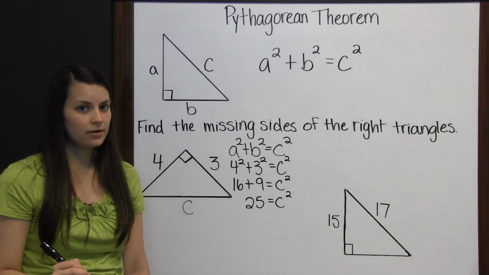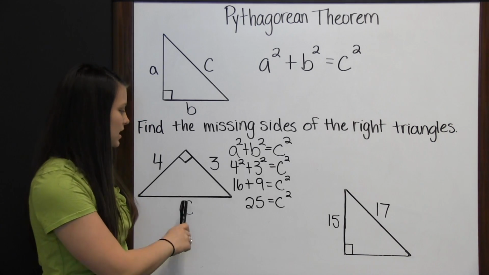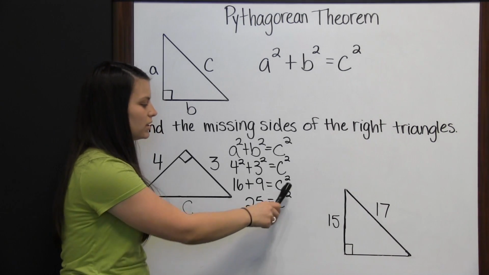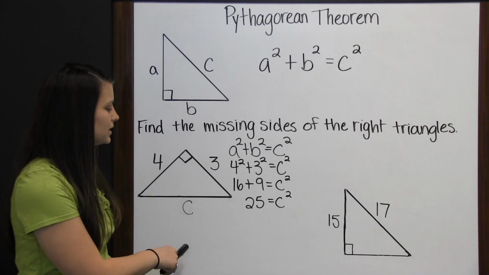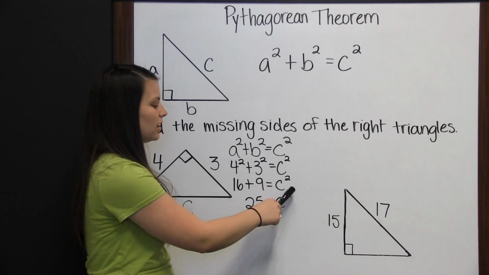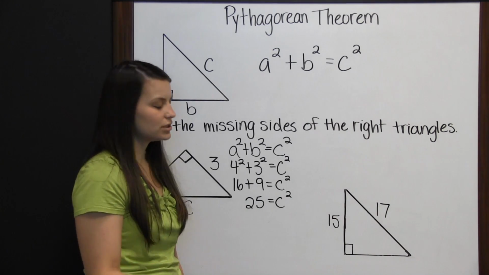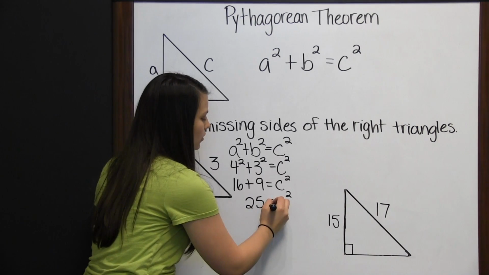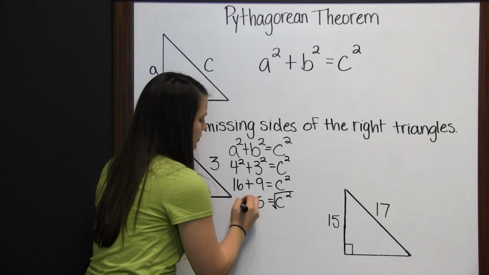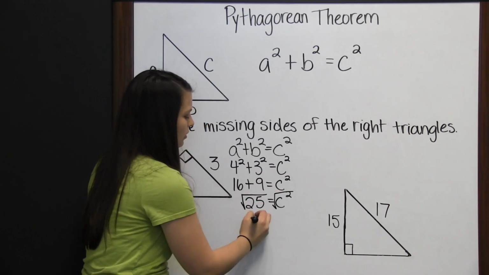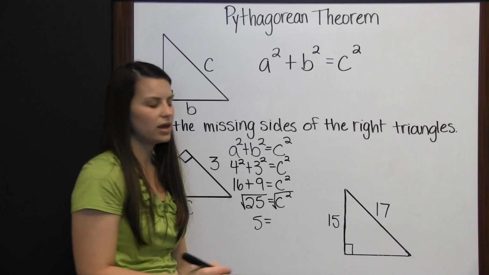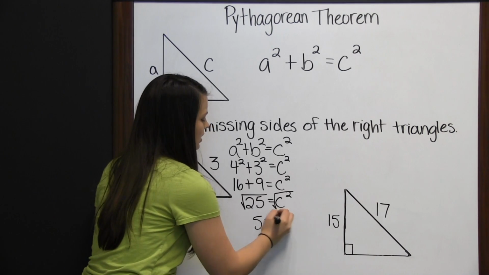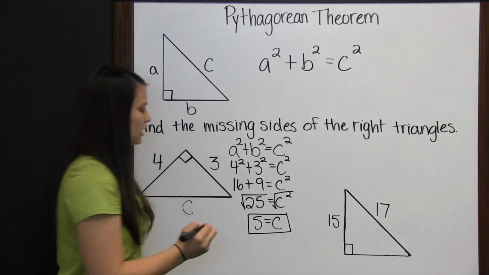We're almost there, but we haven't found C yet. Right now we know what C squared equals, and that's 25. But to find C, we need to do the opposite of squaring, which is square rooting. So we square root both of our sides. The square root of 25 is 5. And the square root of C squared is C, which means that our hypotenuse is 5.